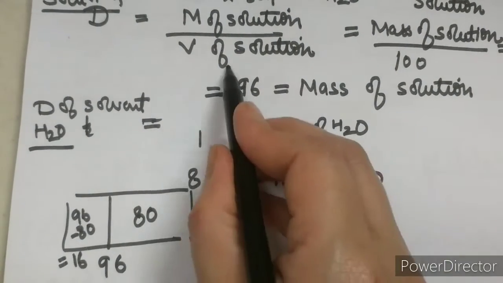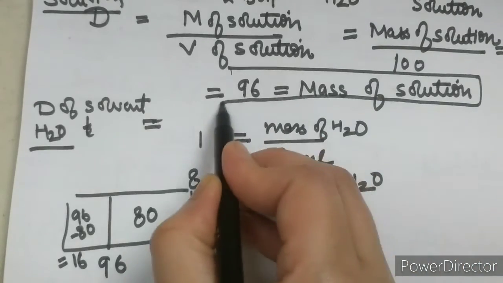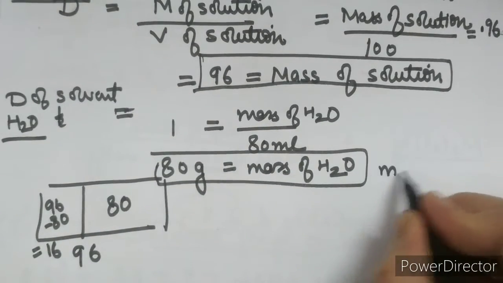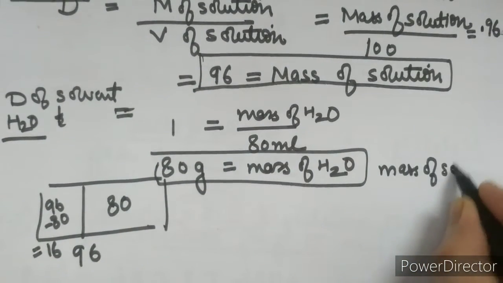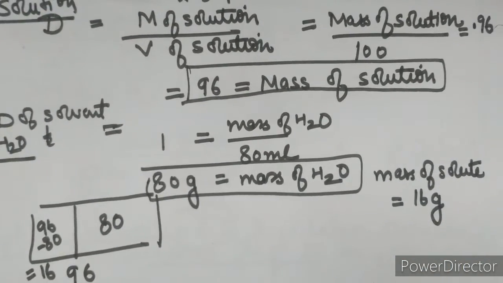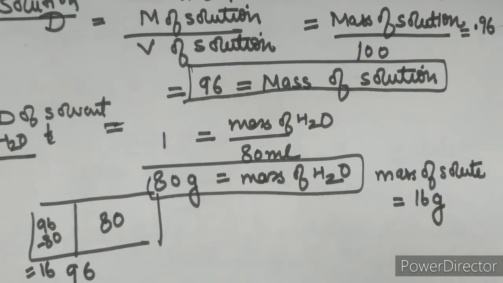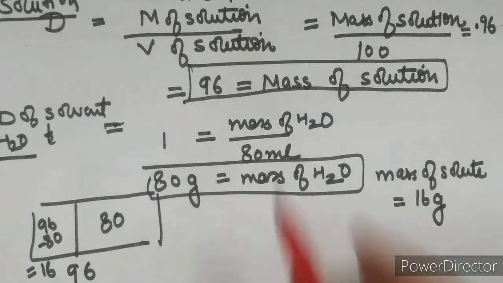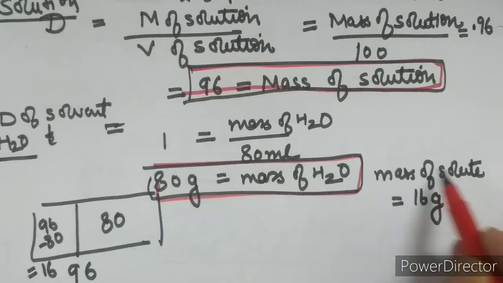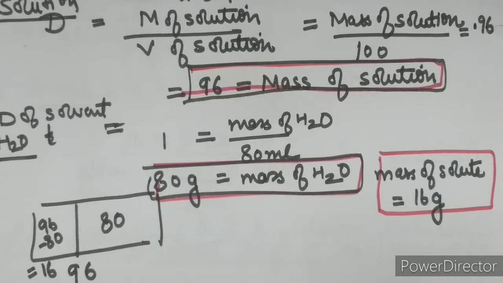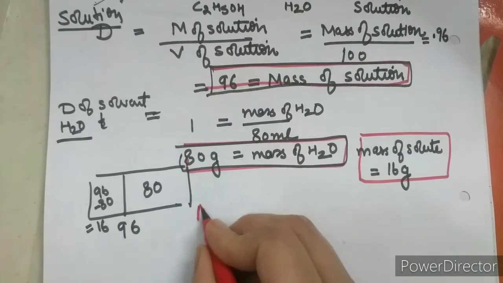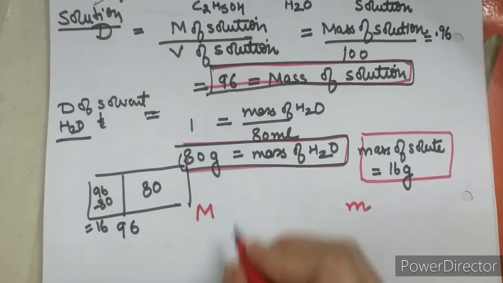So I have the mass of solution, I have the mass of solvent, and I also have the mass of solute, which is 16 grams. Now the question was to find molarity and molality. So let us try both, molarity and molality.